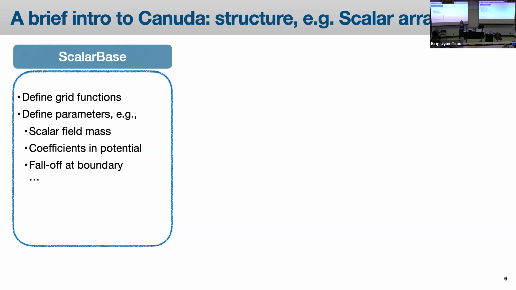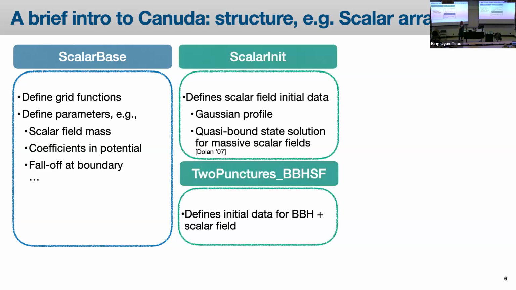Yeah, so this is where these things could be defined. We define fall off at the boundary and so on. So this is basically setting up our grid functions. Then we have the initial data thorn, actually two of them.